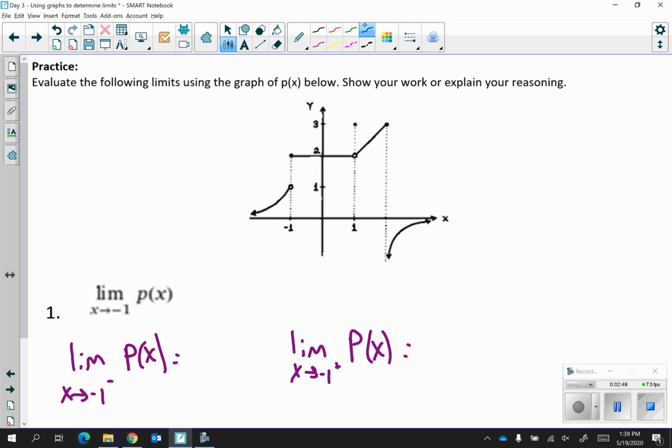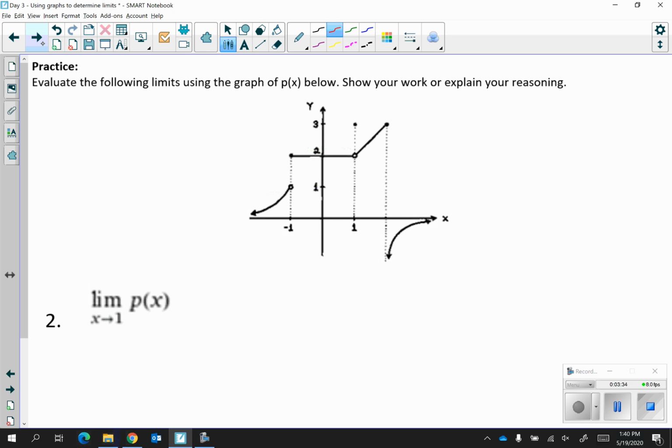So as we're coming from the left to -1, I have that we get 1. As we're heading from the positive x values, as we approach, I'm up here now because I'm on the right side of the graph, working my way over, and we get 2. Because these two values don't match, we're going to say that the overall limit does not exist. So keep in mind that anytime you have a jump discontinuity like we have here, the limit will not exist at that discontinuity.